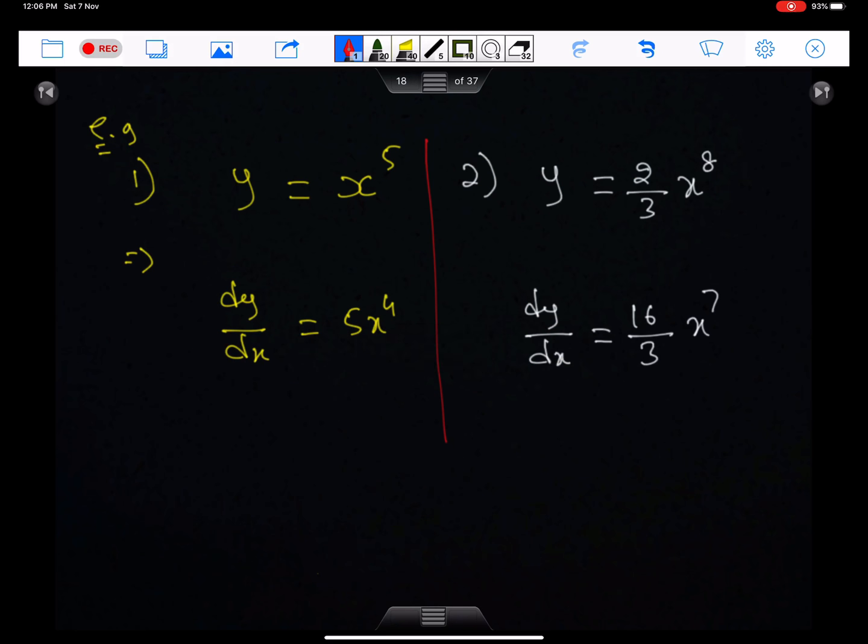So if we have y is equal to x power 5, so the differential of y will become dy upon dx, and the differential of x power 5 will become 5x to the power 4. Example number 2, dy upon dx on left side, 2 upon 3 is the coefficient, and the differential of x power 8 will become 8x power 7, and the simplified form is 16 upon 3 x power 7.